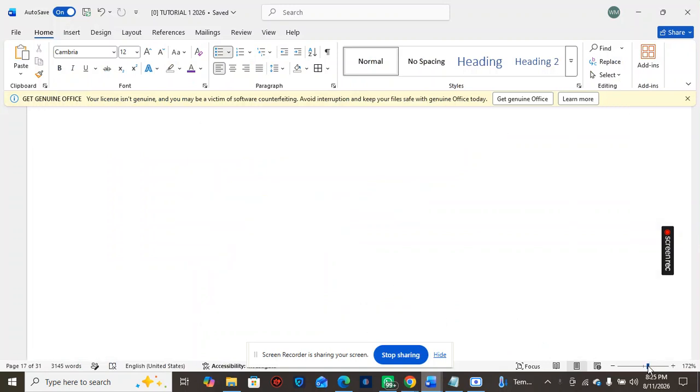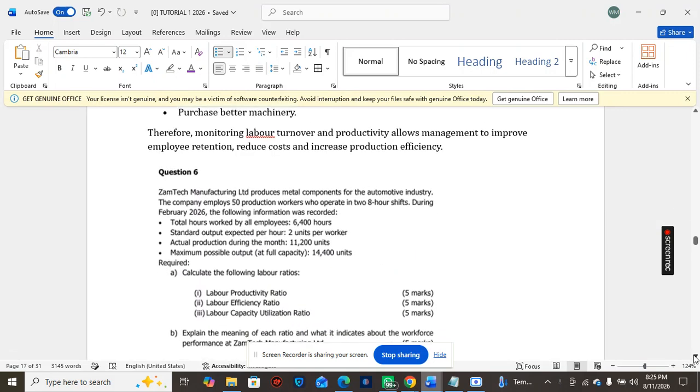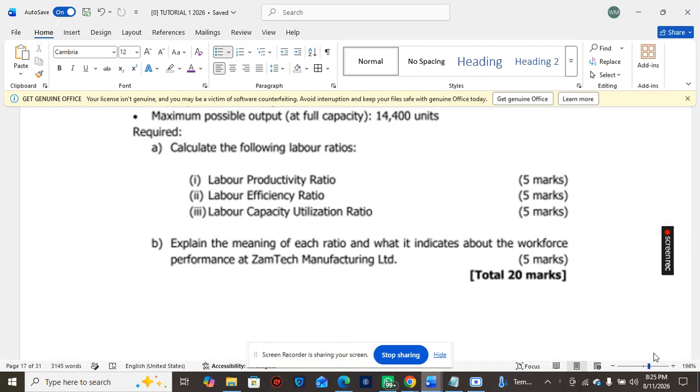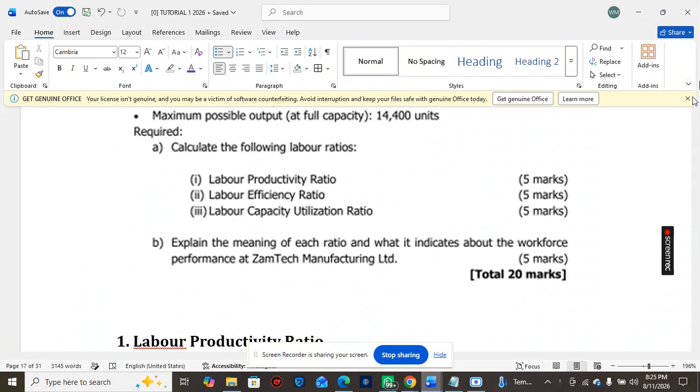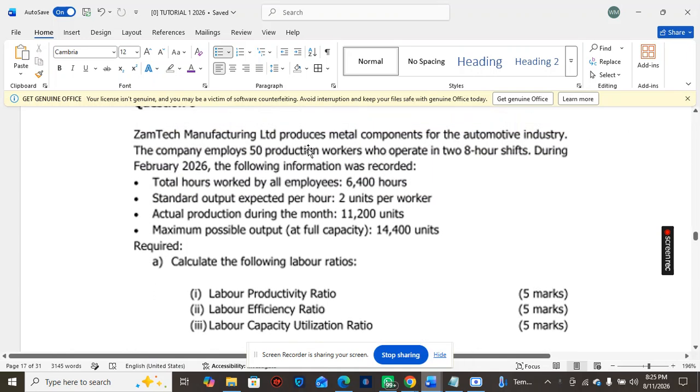Okay, the question reads, let me just zoom in. Zamtech Manufacturing Limited produces metal components for the automotive industry. The company employs 50 production workers who operate in two 8-hour shifts. During February 2026, the following information was recorded.